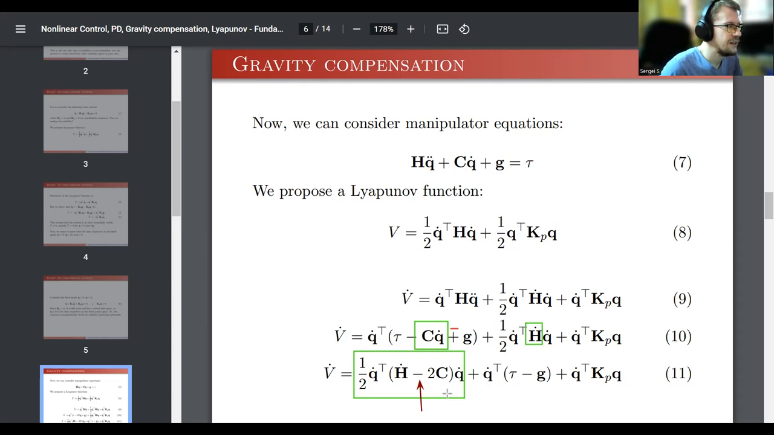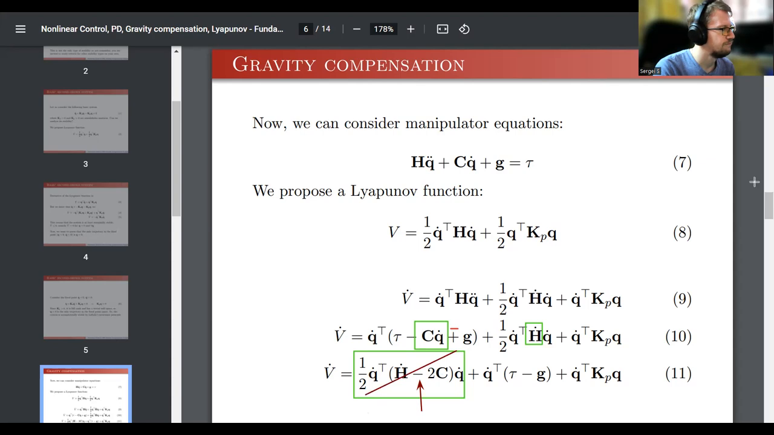Okay, and I'm not going to prove it, but it can be proven that h dot minus 2c is skew-symmetric. What does it mean for it to be skew-symmetric? Well, it means that the quadratic form of a skew-symmetric matrix is zero. That is an interesting property. So h dot minus 2c multiplied on the right and on the left by q dot gives us zero. Quadratic form of a skew-symmetric matrix is zero. So this whole thing is zero.